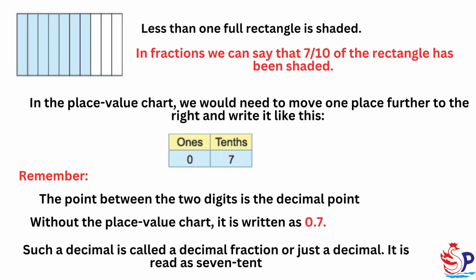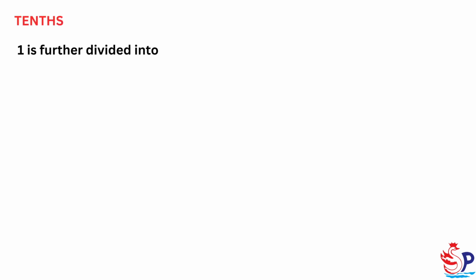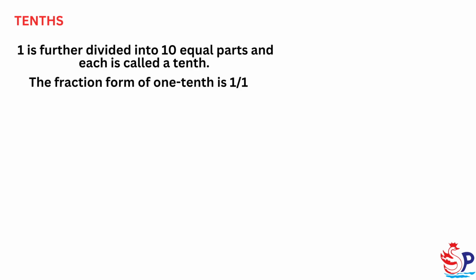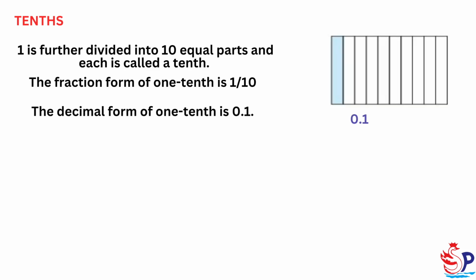Such a decimal is called a decimal fraction or just a decimal. It is read as 7 tenths. Tenths: 1 is further divided into 10 equal parts and each is called a tenth. The fraction form of one tenth is 1/10. The decimal form of one tenth is 0.1. 0.1 equals 1/10. 1 ones equals 10/10.